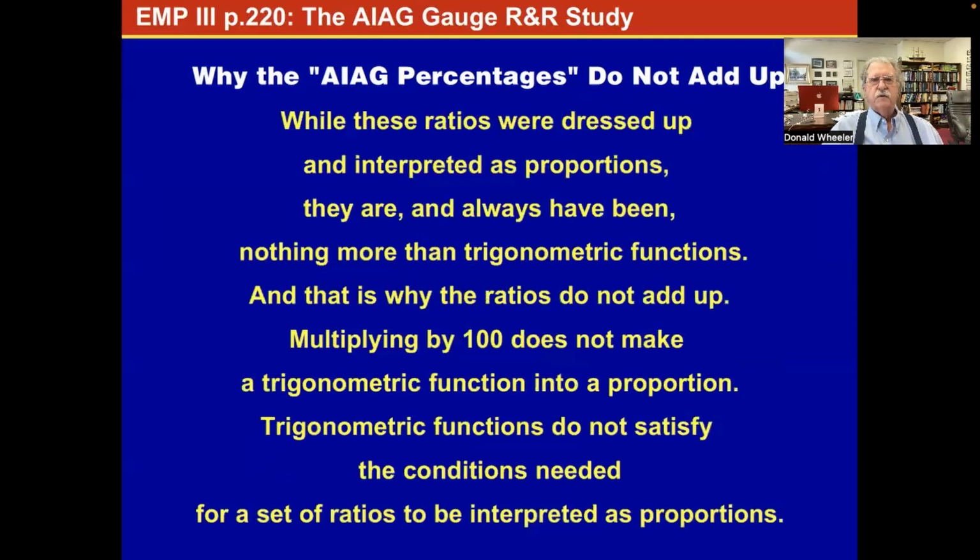These ratios were dressed up as and interpreted as proportions. They are and always have been nothing more than trigonometric functions. And that is why the ratios do not add up. Multiplying by 100 does not make a trigonometric function into a proportion. Trigonometric functions do not satisfy the conditions needed for a set of ratios to be interpreted as proportions.